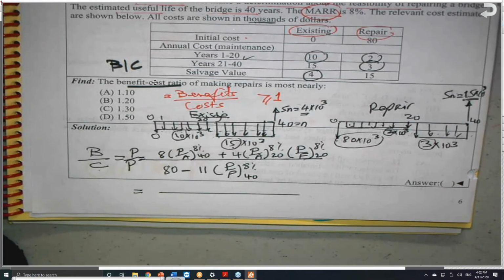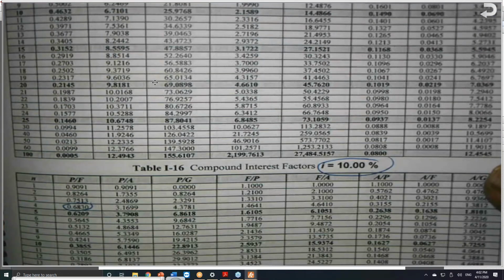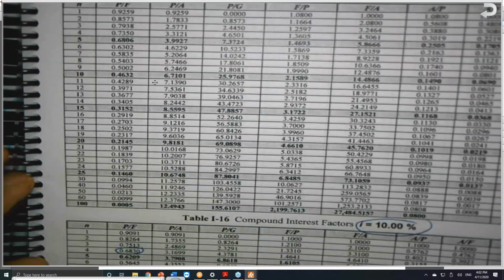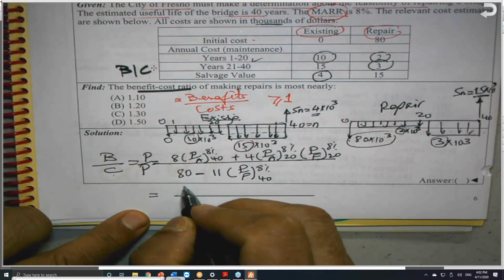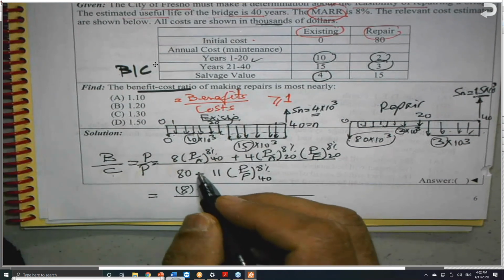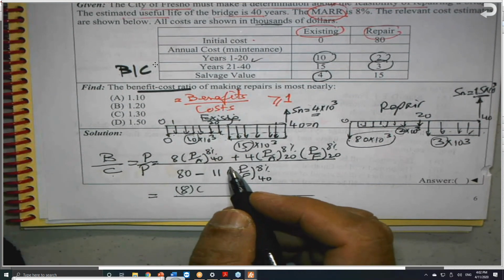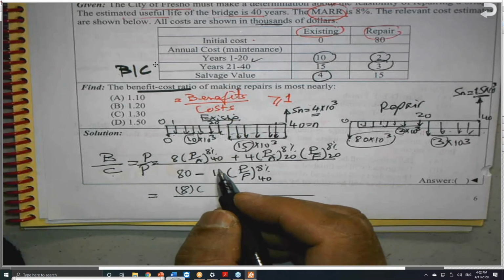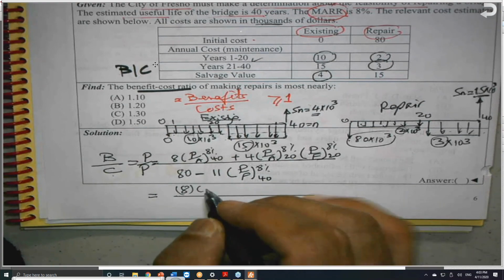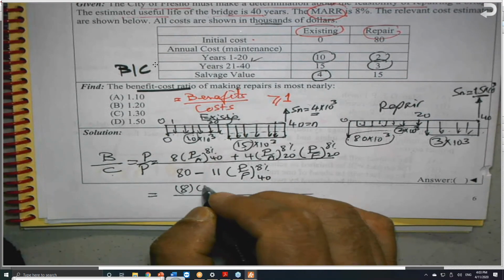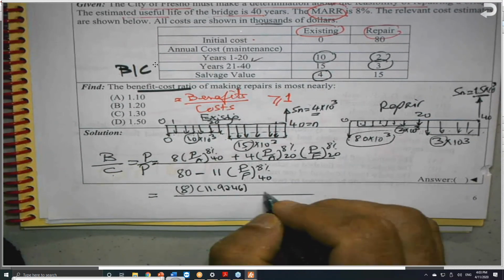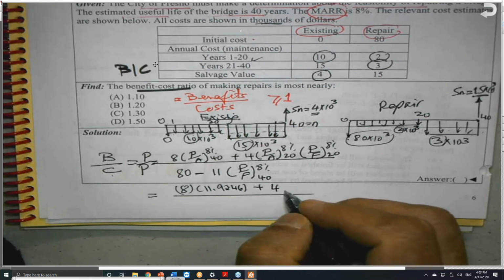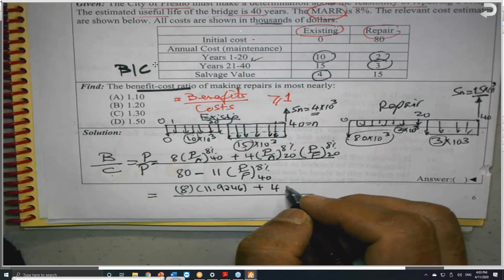Here are the interest tables that all of you would be familiar with. I put them in the form of tables, columns and rows. In this case, I have 8 times B over A for 40 years at 8%, and 40 is 11.9246, plus 4 times B over A also, but for 20 only.